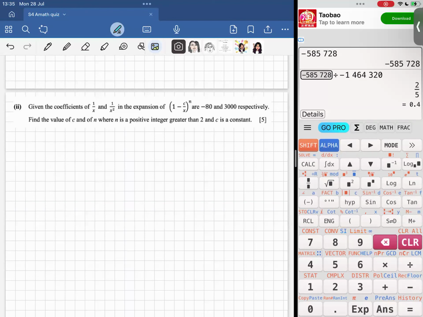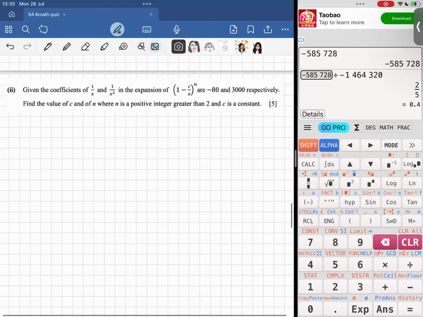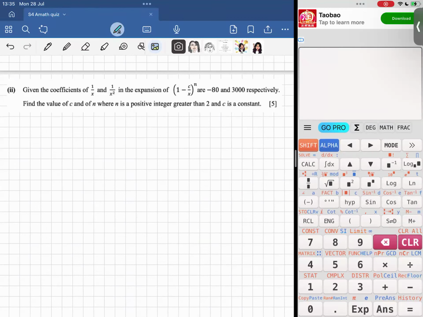Okay, let's get ready for another tedious one, but this one not as bad, I think. I remember this one was actually quite okay. For 5 marks just now was way more tedious. So they say that the coefficient of this and this is actually negative 80 and 3000. Okay, what I want to do here is I want to actually just use my binomial expansion.